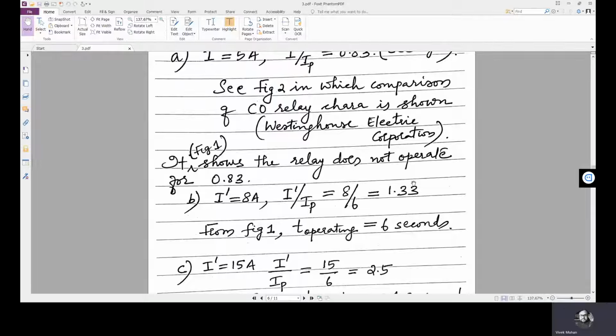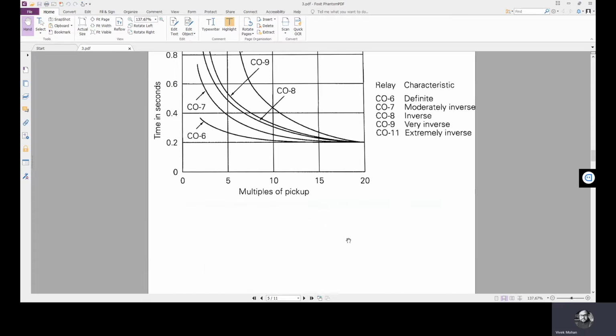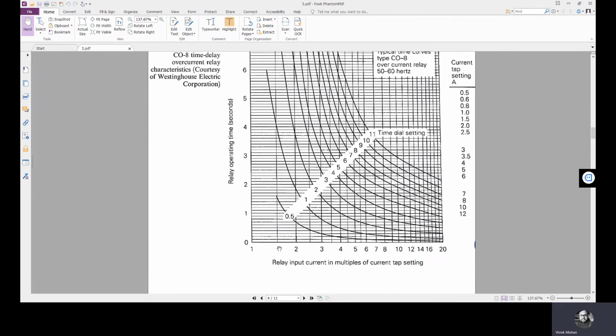That means IP into 1.33. 1.33 is the multiplication factor of IP to represent I dash. So 1.33 is the value we should look for on the horizontal axis of the plot. Here this is 1.5 maybe, this is 1.5, this is 2. So somewhere here at 1.33, you get 6 seconds. The characteristic starts from here.